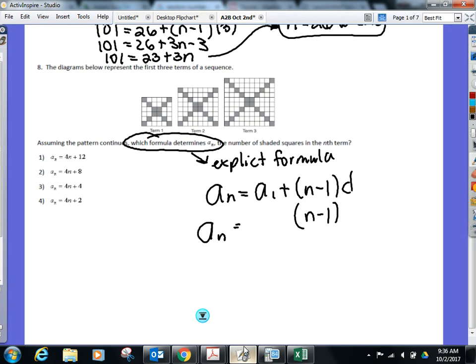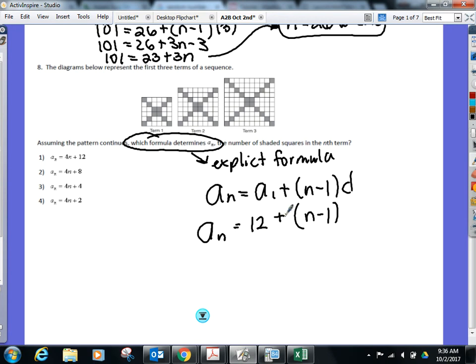Where are you looking? These shaded squares, and there's 2 of them? I'm not asking for them. I'm asking for how many shaded squares are in term number 1. 12. So that is my first term because I'm writing a formula for the number of shaded squares.